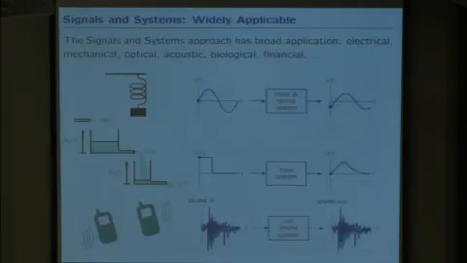So the point then is that we're going to focus on behaviors, and to do so, we're going to think about the signals and systems approach. Represent a system, whatever it is, by the way it transforms inputs into outputs. One of the reasons we like the approach is that it's so general.